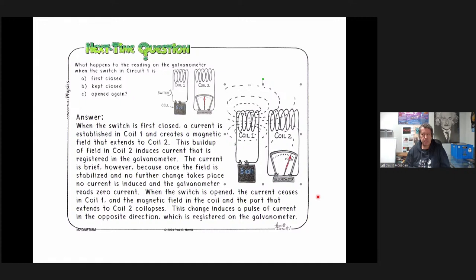because once the field is stabilized and no further change takes place, no current is induced and the galvanometer reads zero current. When the switch is opened, the current ceases in coil one and the magnetic field in the coil, and the part that extends to coil two, collapses. This change induces a pulse of current in the opposite direction. So there's things like Lenz's law here and Faraday's law in terms of inducing a voltage in coil two, which ultimately results in the current.